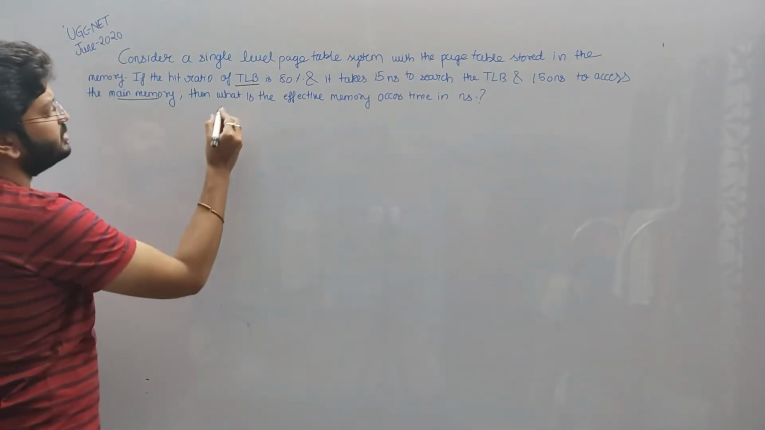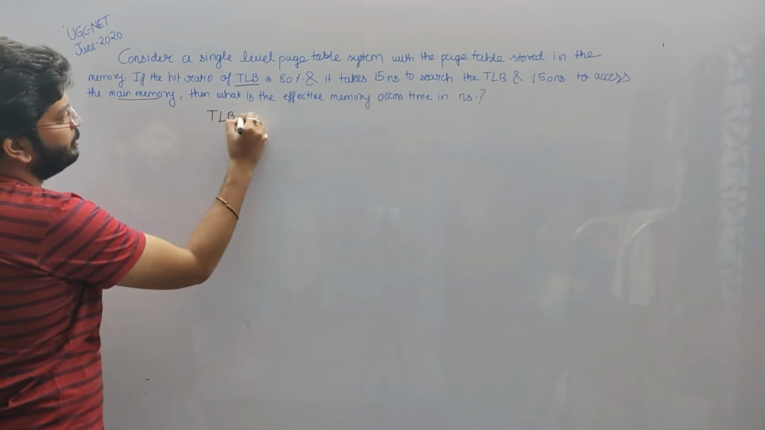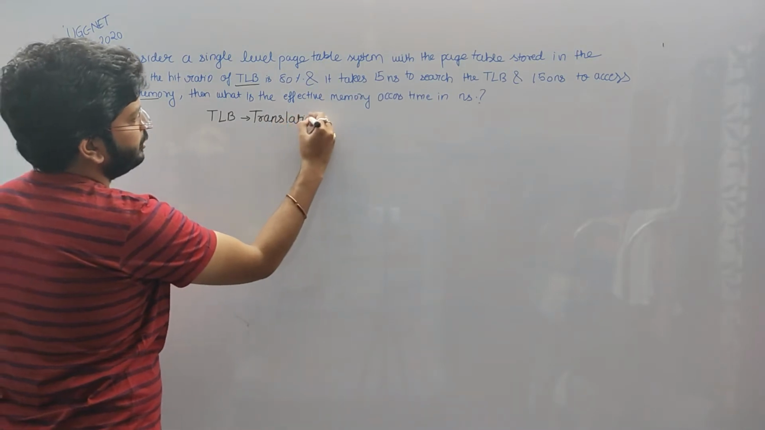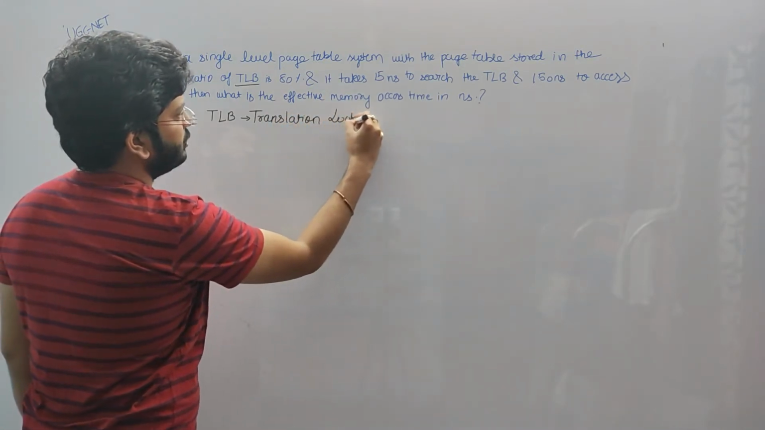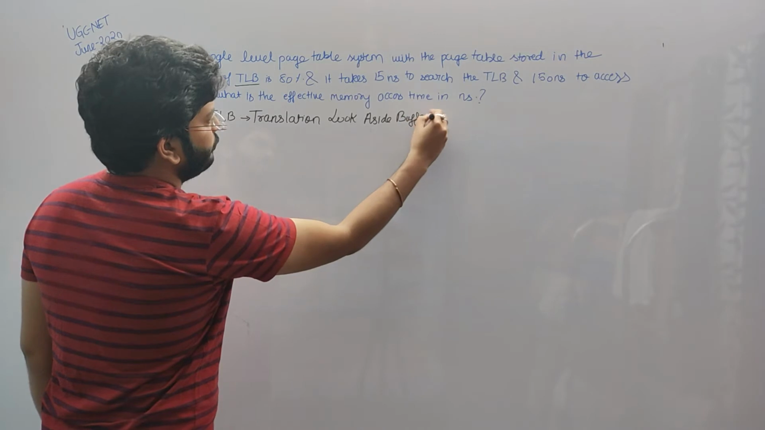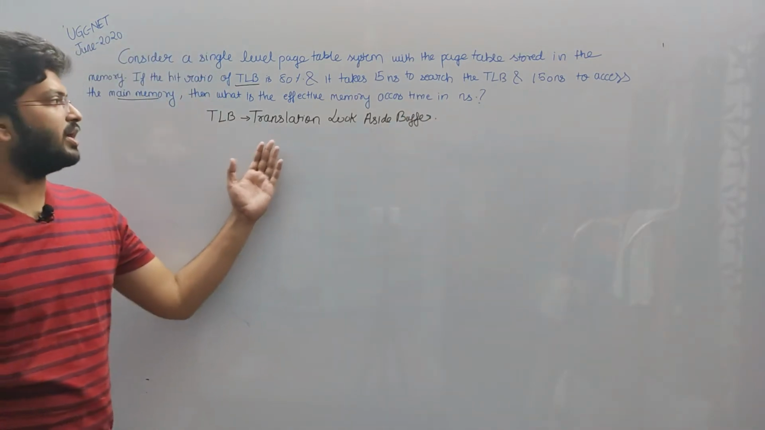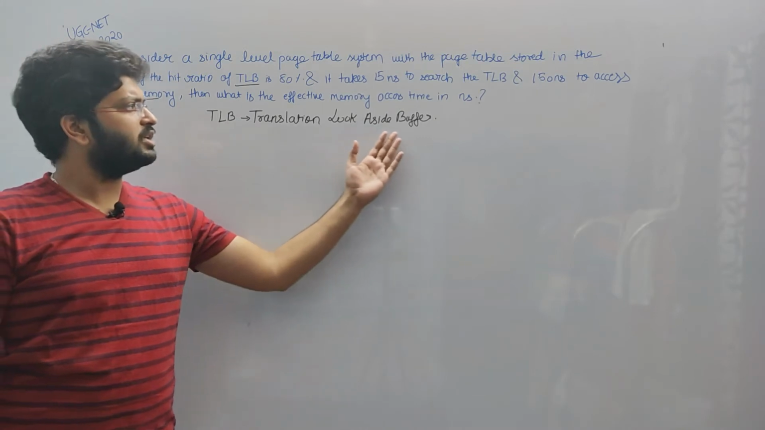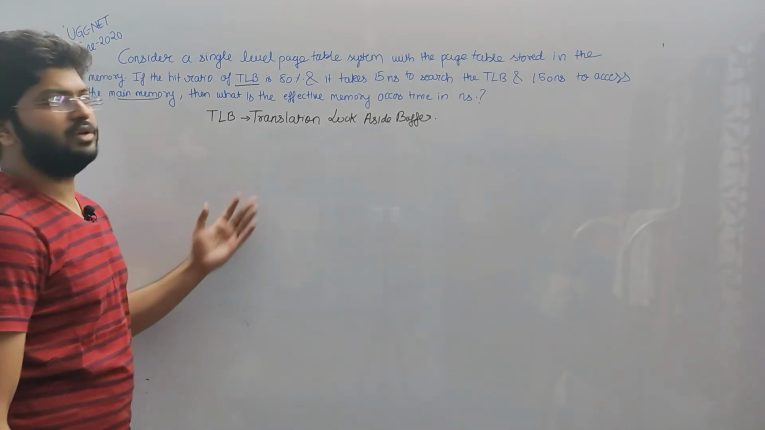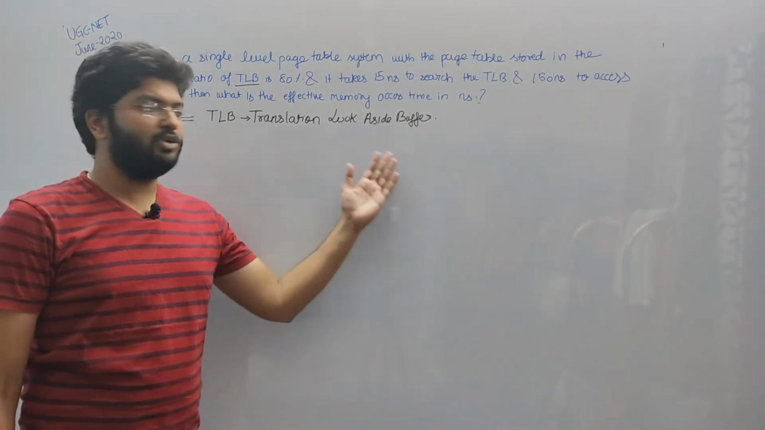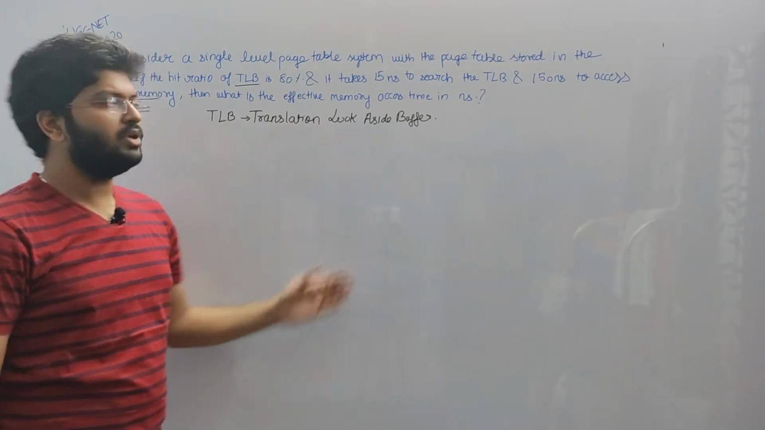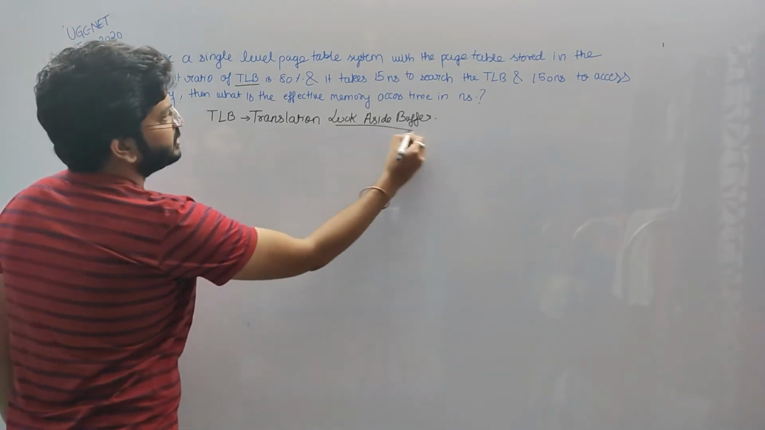Now, what is TLB? The full form of TLB is translation look aside buffer. A buffer is a small memory. So TLB full form is translation look aside buffer. It is generally used to reduce the access time to a memory location, that is, to access a user memory.